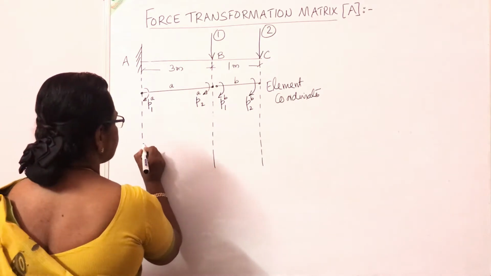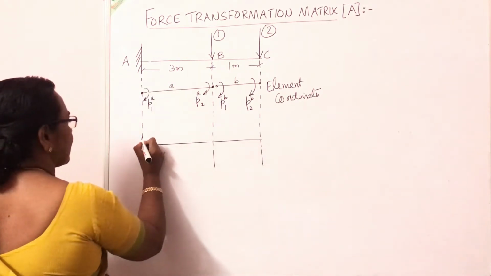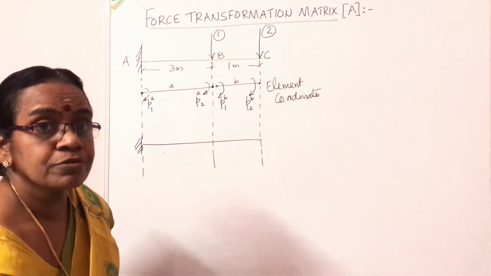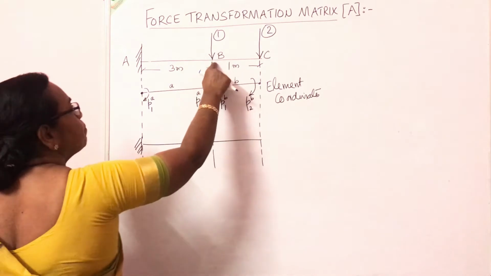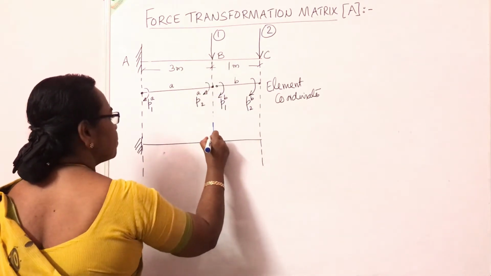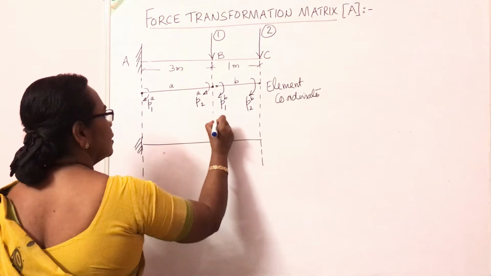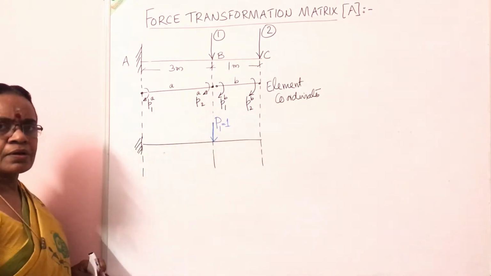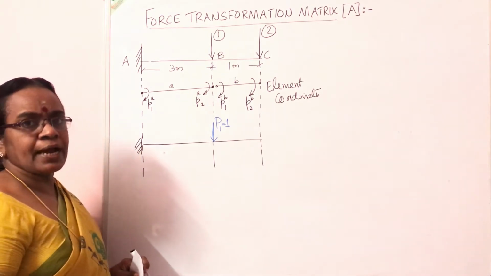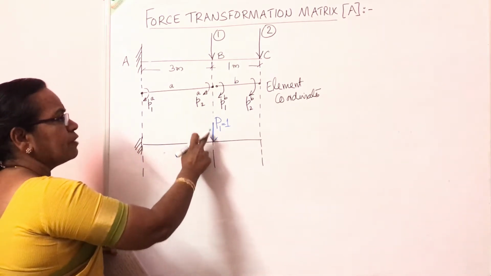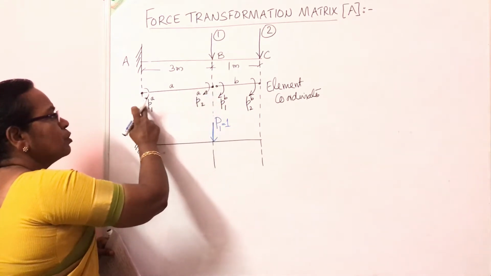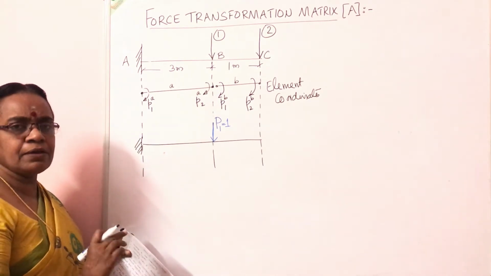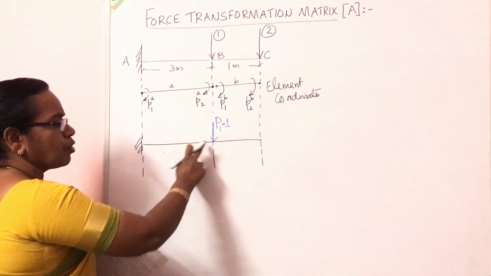Now, the second step is we have to apply one force at a time. So we apply P1 equal to 1, a unit value, and then we draw the bending moment diagram. Because when we apply P1 equals 1, I have to find out what the bending moment is at this point, and what the bending moments are at the 2 ends of element B, A and B.